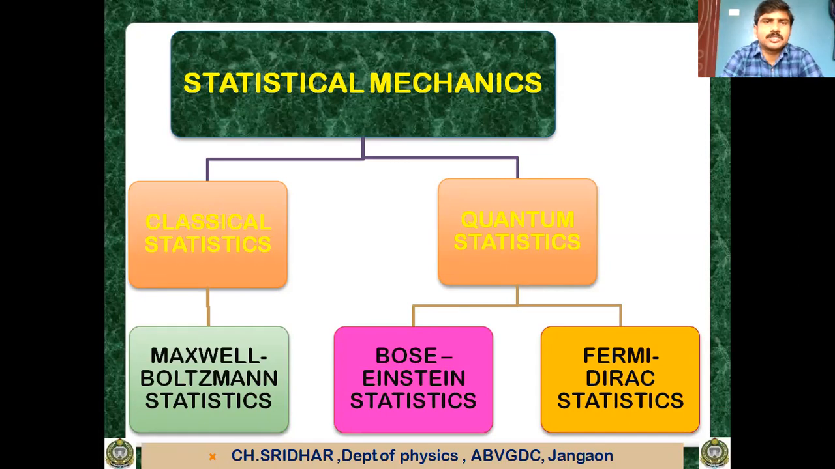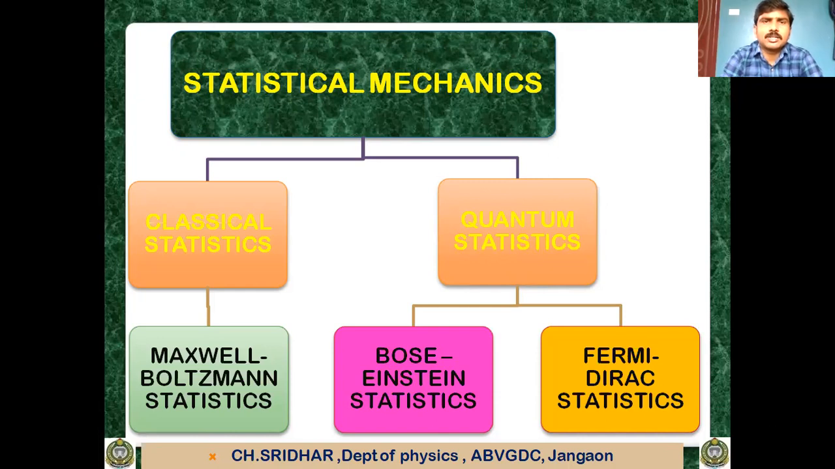So the system which satisfies the Maxwell-Boltzmann law or Maxwell-Boltzmann statistics comes under the classical statistics. In the classical statistics, the particles or molecules are identical but distinguishable. Whereas in the quantum statistics, the particles are identical but indistinguishable.